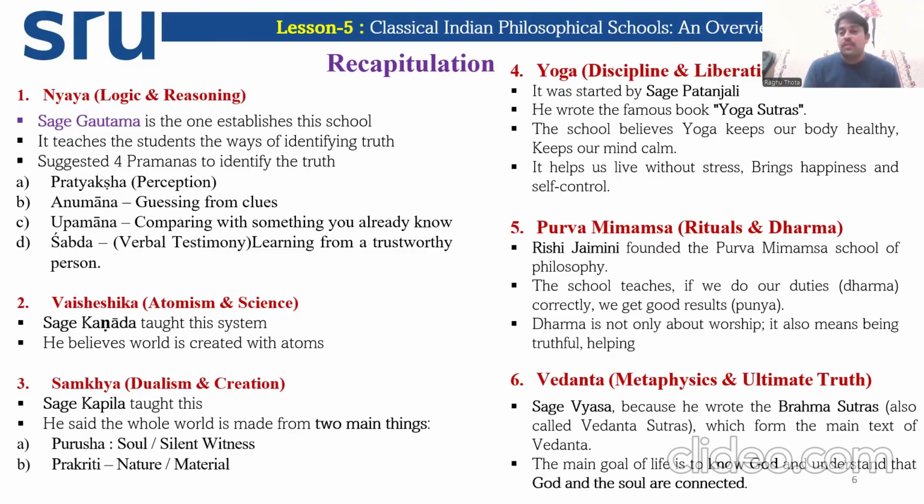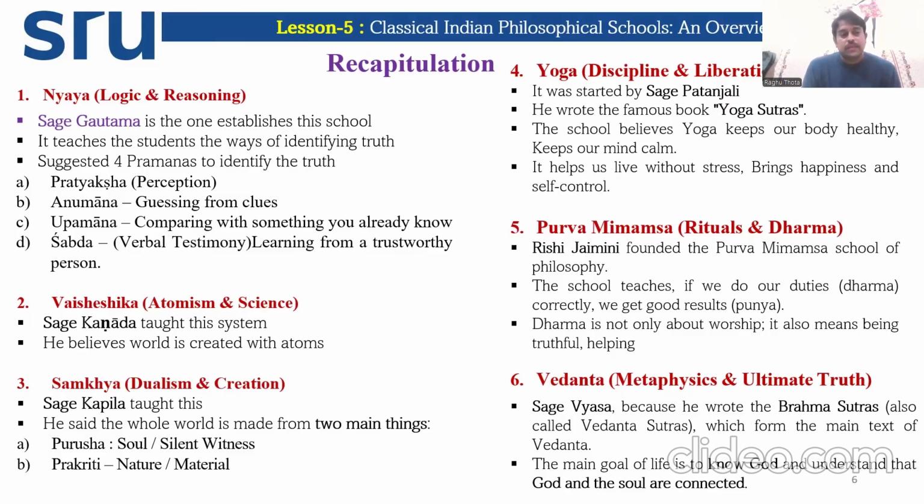Somebody might have witnessed the crime. If you feel that he is a trustworthy person, you can believe and proceed further. So these are the four different logical ways suggested by Gautama from the school called Nyaya to identify the truth behind it. That is in brief about Nyaya school.